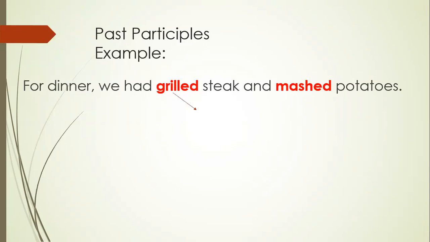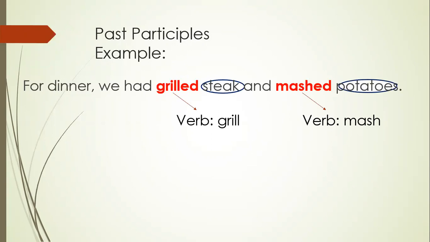The word grilled is taken from the verb grill, and this then modifies the noun steak. The word mashed, taken from the verb mash, modifies the noun potatoes. So once again, I could say for dinner, we had steak and potatoes. The words grilled and mashed are adjectives describing the nouns steak and potatoes.